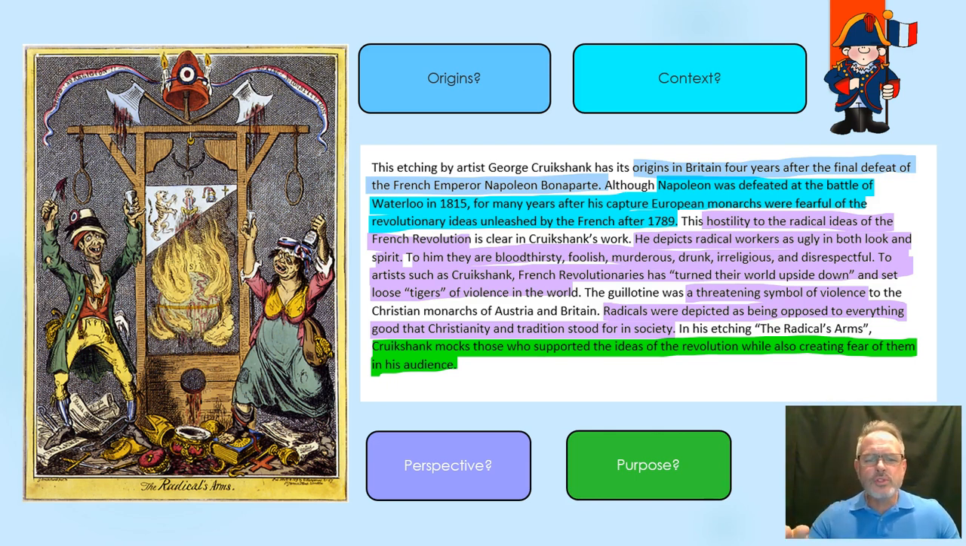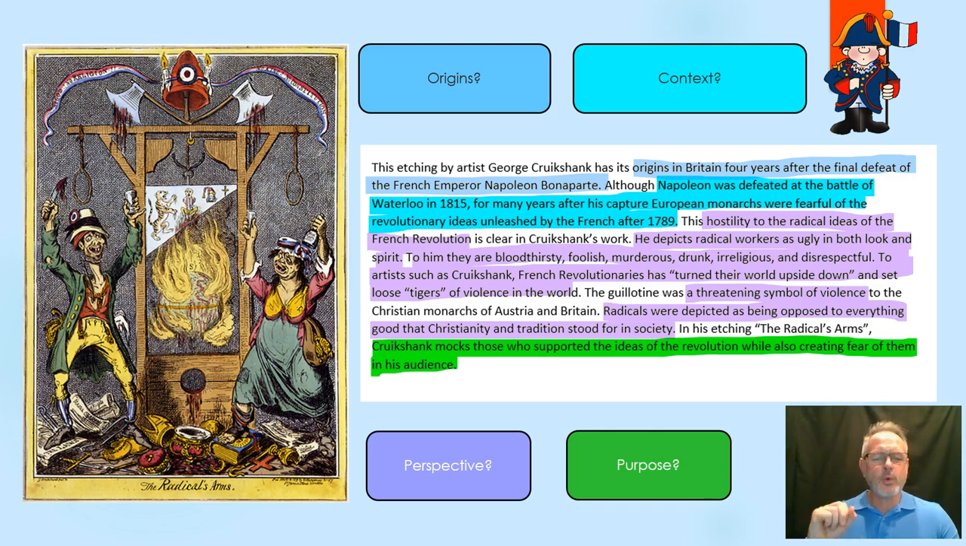They're setting loose tigers. The caption made a fair bit about tigers. Tigers into the world. And the tigers might represent violence, I think. The world is being tipped upside down, tipped on its head by these revolutionaries and is being threatened. And the guillotine is that threatening symbol of violence. All of this is perspective of the artist. The radicals again are being depicted, a perspective of the artist, as being opposed to everything that's good in the world, particularly Christianity and traditions of society.